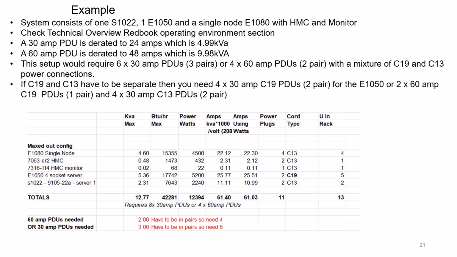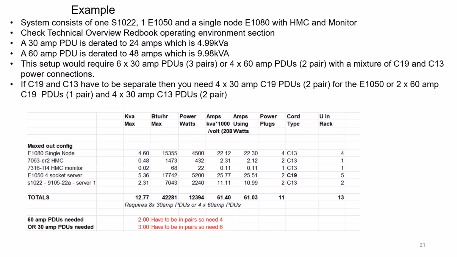You would need 4 30 amp PDUs for the E1050s, which is 2 pair, and that's because the 1050 is 5.36 kVA, which is more than 4.99. So what you would have to do is have 2 PDUs that take one each of the 2 main power cords, and then another 2 PDUs for redundancy. So instead of the whole 5.36 being on one PDU, half of it would be on one, half would be on another, with 2 more PDUs for redundancy. Hence the 4 30 amp C19 PDUs.